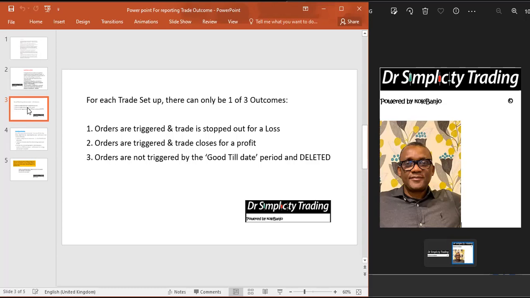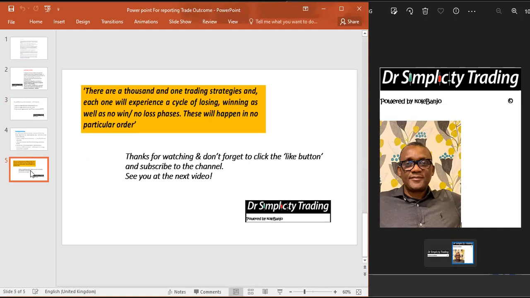For each trade setup, we know there can only be one of 3 outcomes. Either the orders are triggered and the trade is stopped out for a loss, orders are triggered and the trade closes for a profit, or orders are not triggered by the good till date period and are deleted. Again, just some words of wisdom there when it comes to trading.